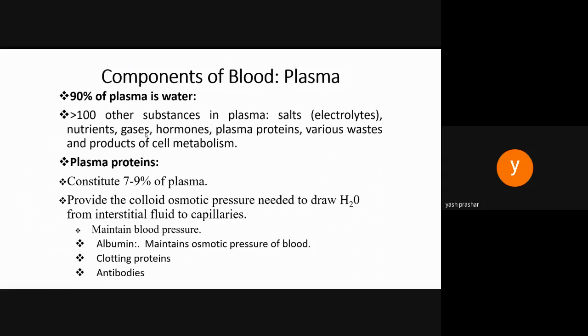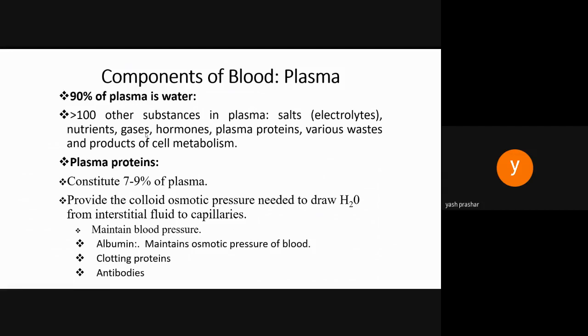We are able to see that the plasma proteins maintain blood pressure, and albumin maintains the osmotic pressure of blood. Apart from that we have clotting proteins and antibodies. Albumin is the most abundant plasma protein, and they are called colloids, which hold water and are responsible for blood colloidal osmotic pressure. That is, it will retain blood within the blood vessels, and if the amount of albumin is less, then more fluid will come out of the capillaries and fill into the tissues, leading to swelling. So albumin is responsible for blood colloidal osmotic pressure.